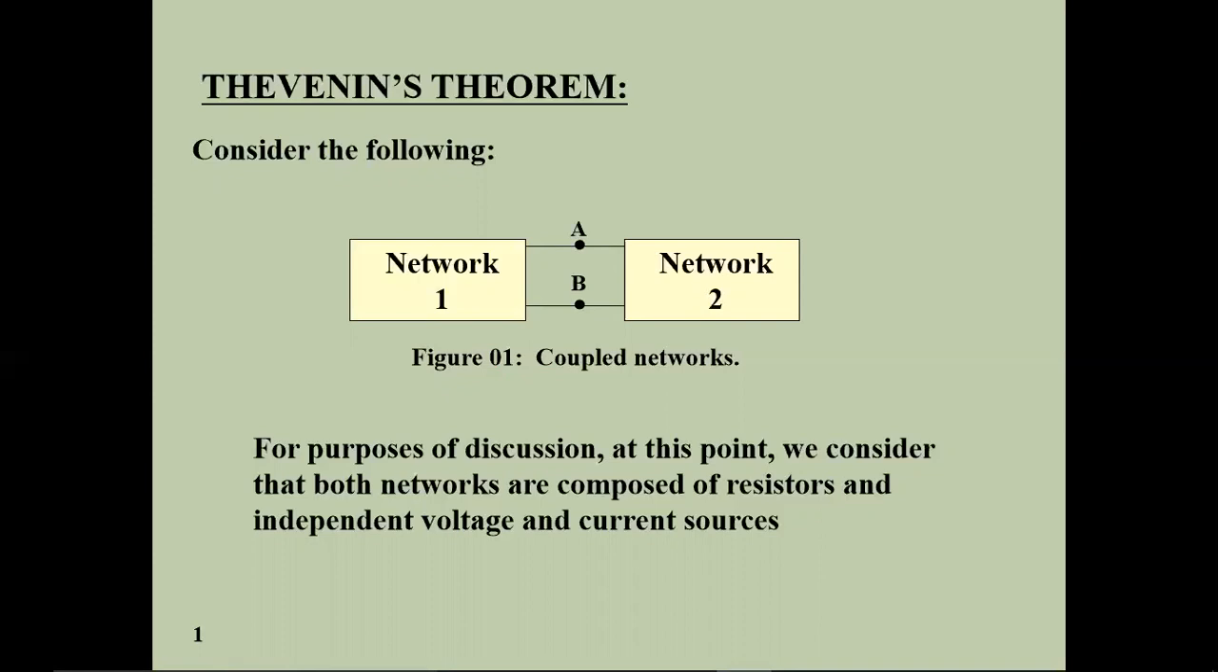Consider the following. This is network 1 and network 2, coupled networks. For the purpose of discussion at this point, we consider that both networks are composed of resistors and independent voltage and current sources. Thevenin's theorem can be applicable to this circuit.